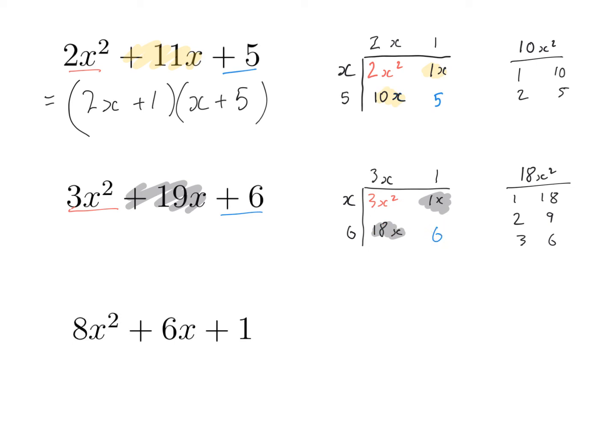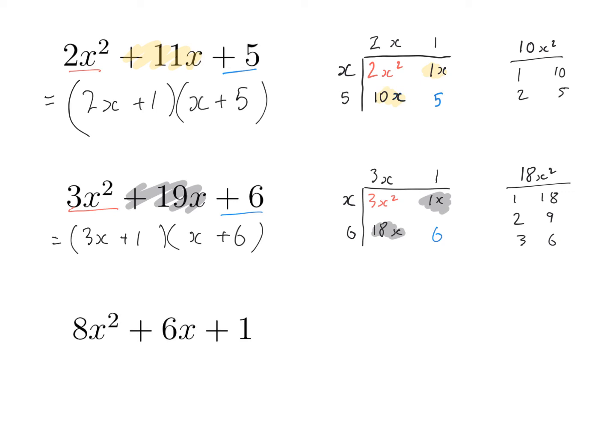Quick check with this last one. 6 ones are indeed 6. So I've got my two factors. This trinomial will factorise into two brackets. 3x positive 1, 3x plus 1, and x positive 6, x plus 6.